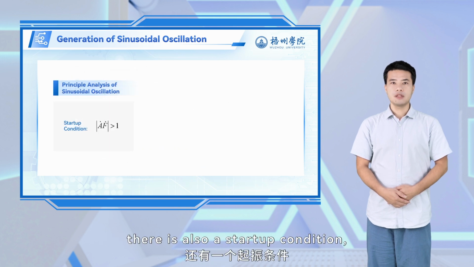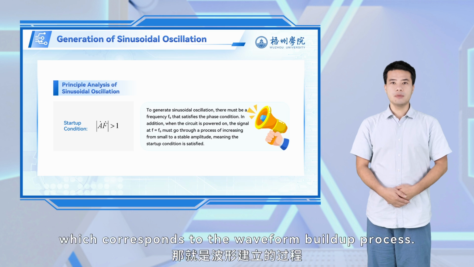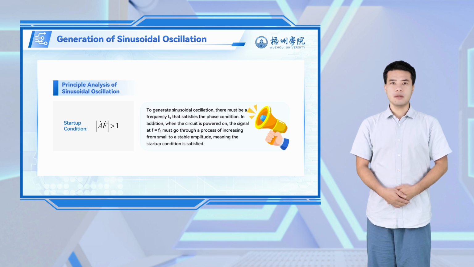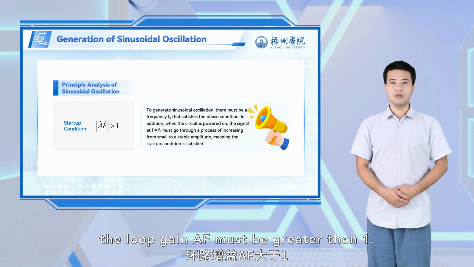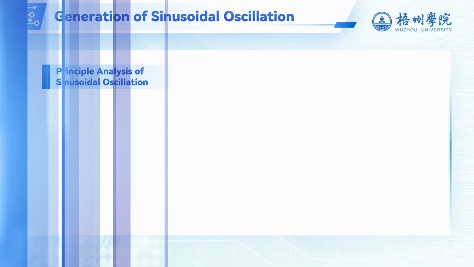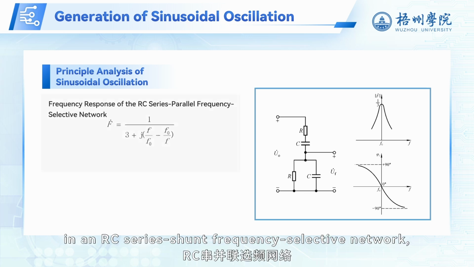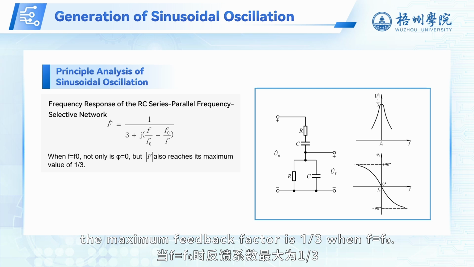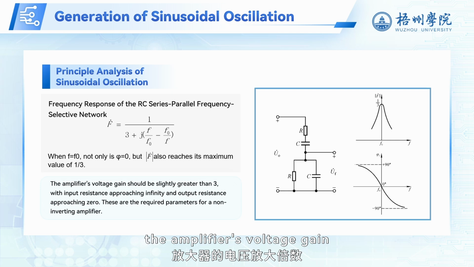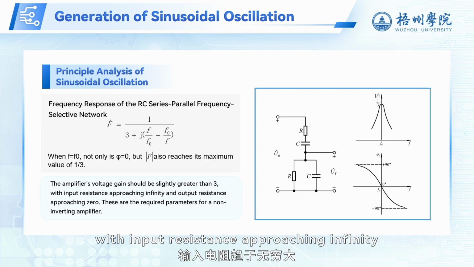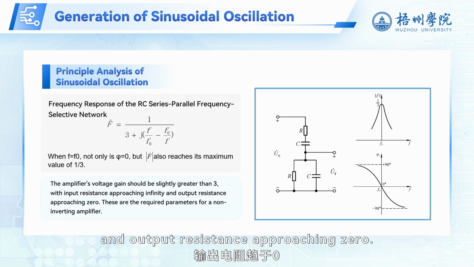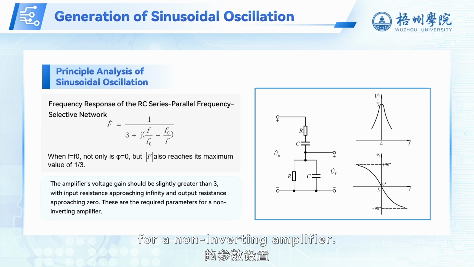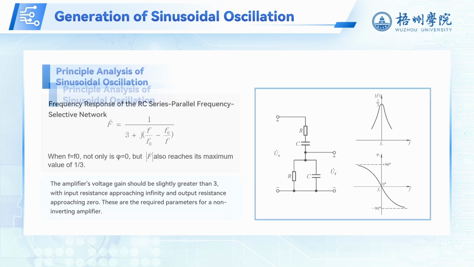In addition, there is also a startup condition, which corresponds to the waveform build-up process. In this stage, the loop gain AF must be greater than 1. As previously discussed, in an RC series parallel frequency selective network, the maximum feedback factor is 1/3 when F equals F0. Therefore, the amplifier's voltage gain should be slightly greater than 3, with input resistance approaching infinity and output resistance approaching 0. These are the required parameters for a non-inverting amplifier.